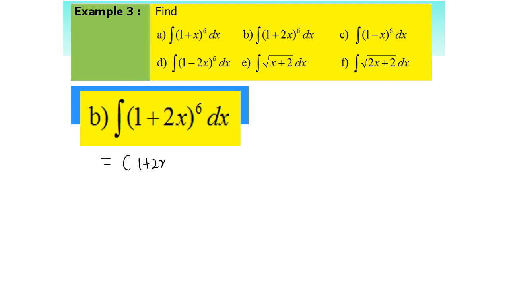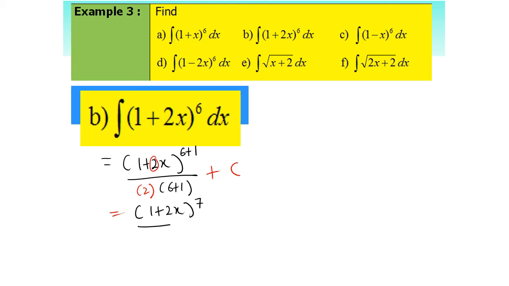Next, for part B here, it is equal to (1 plus 2x) to the power of 6 plus 1 over 6 plus 1, and then our coefficient of a here is 2. So that's why we have to multiply by 2, and then plus c. So the final answer here should be (1 plus 2x) to the power of 7 over 7 times 2, which is 14, plus c. So this is our final answer.